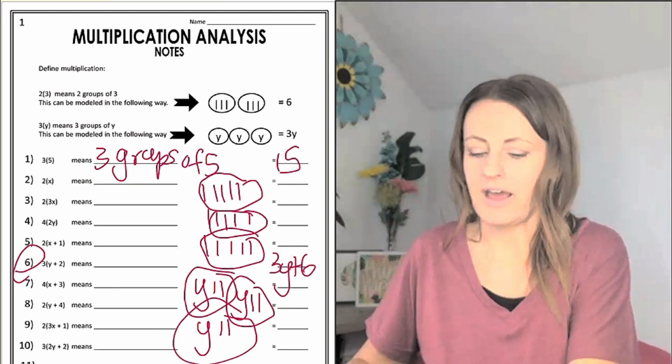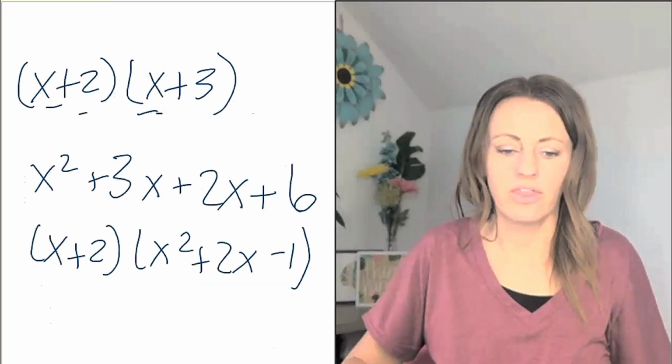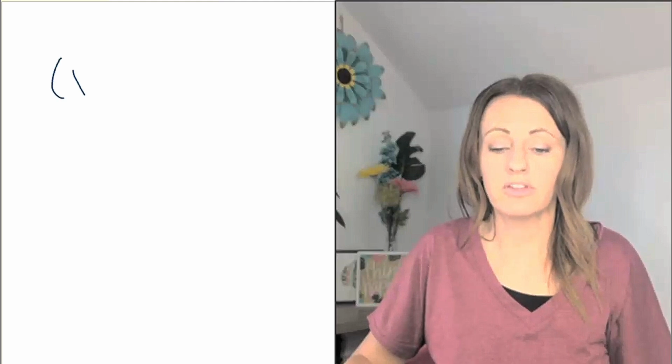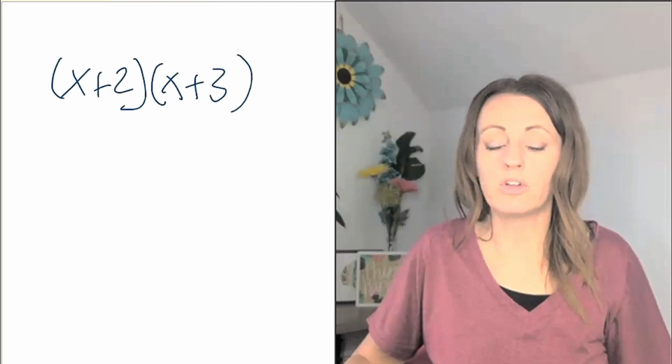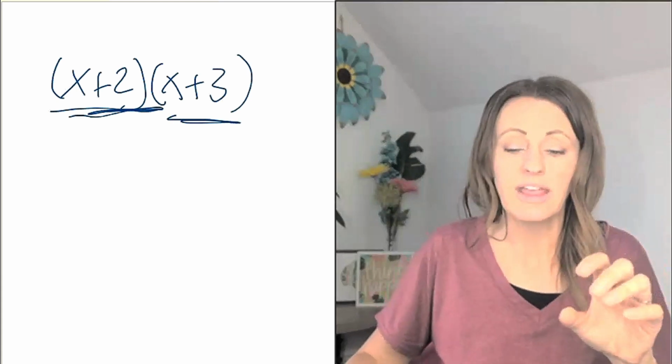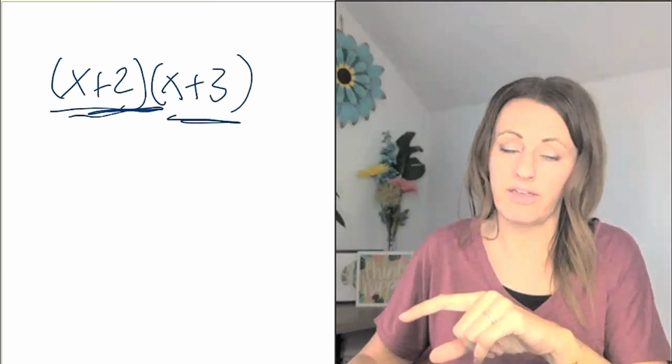Now, how does this connect to multiplying binomials? Well, multiplying binomials is using the distributive property. Let's start with what we started before: (x plus 2) times (x plus 3). Distributive property, we're multiplying these terms by these terms. So every one of the first terms needs to get multiplied by every one of the terms in the second one.